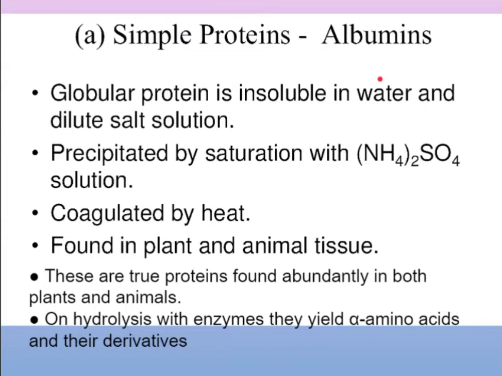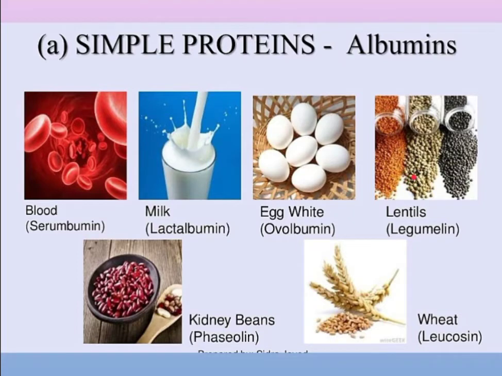Albumins are globular proteins, soluble in water, and can be diluted in salt solution. They can also be precipitated by saturation with ammonium sulfate solution. They are coagulated by heat, and can be found in plant and animal tissues. These are proteins found abundantly in both plants and animals, and upon hydrolysis with enzymes, they will yield alpha amino acids and their derivatives. A good example of albumins under your blood is serum albumin. Under your milk, we have lactalbumin, and the egg white albumin, leguelin in lentils, in kidney beans, as well as in wheat. So all of these are good examples of materials from which we can derive your albumins.